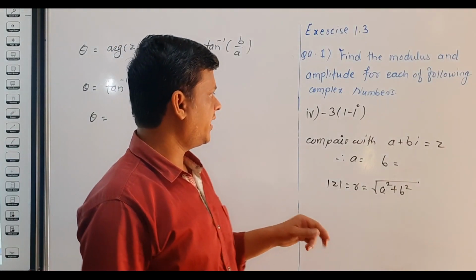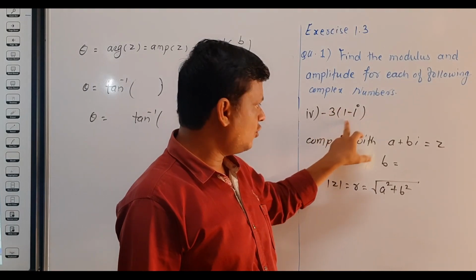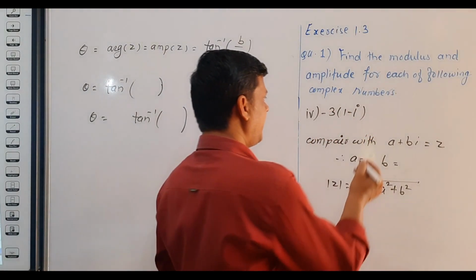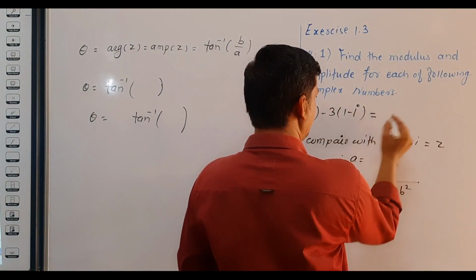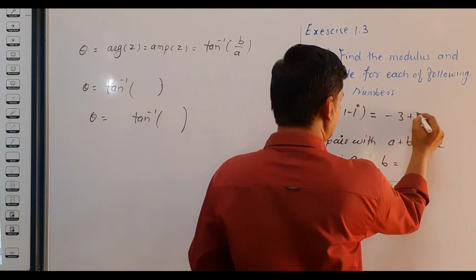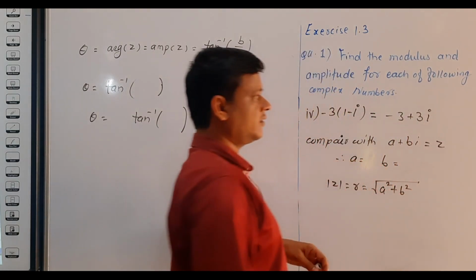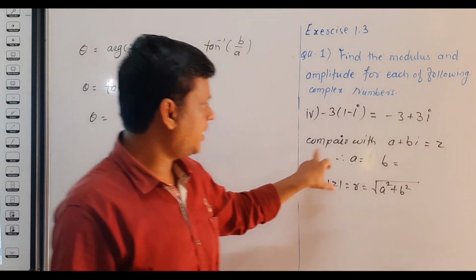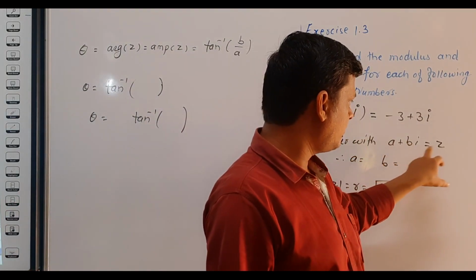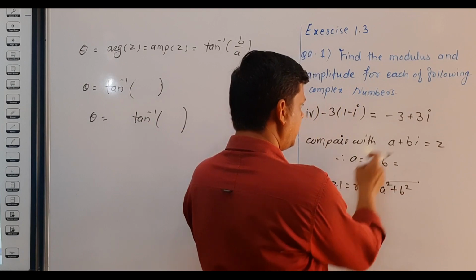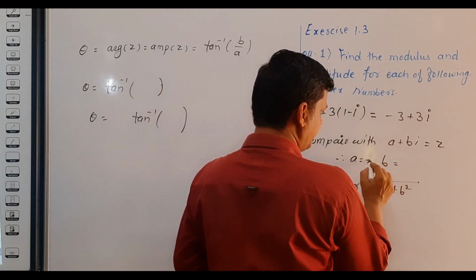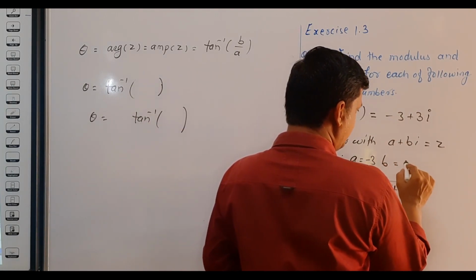Now see the fourth example, minus 3 into 1 minus i. So first we multiply minus 3 to this bracket, we get minus 3 plus 3i. So compare with a plus bi. So we get here a equals minus 3, b equals plus 3.